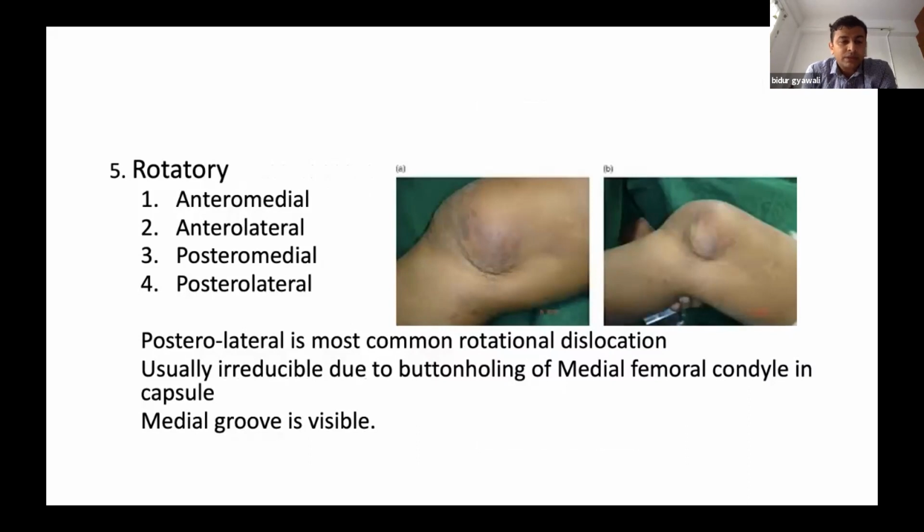Talking about the rotatory dislocations, the most important and significant one is the posterolateral dislocation, as shown in this picture. It is the most common of the rotational dislocations. It is usually irreducible because the medial femoral condyle ruptures through the anteromedial capsule and gets buttonholed in it, and the medial collateral ligament also gets torn and infolded inside the joint. It is usually irreducible by closed means, hence open reduction is usually required, and it has a typical medial groove or sulcus as seen in this picture.